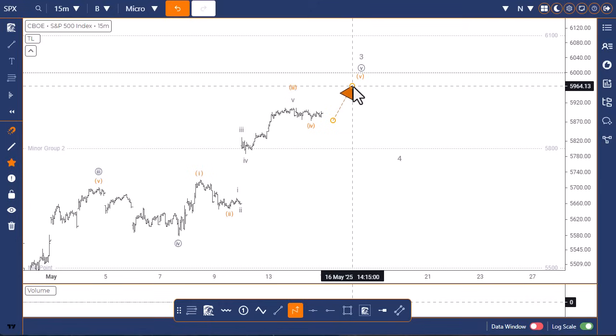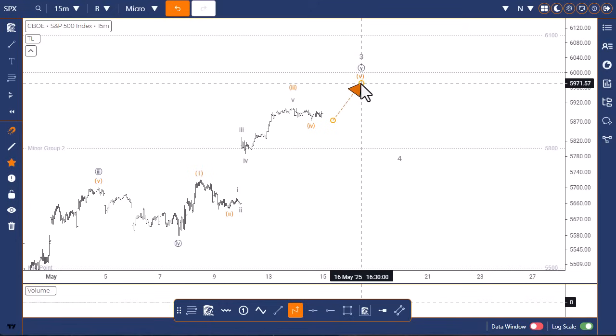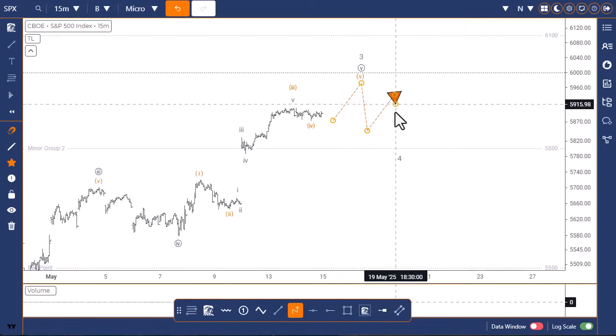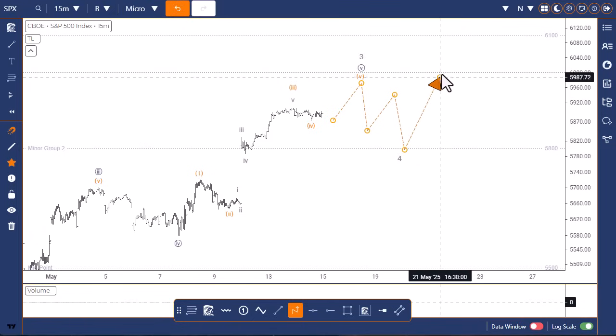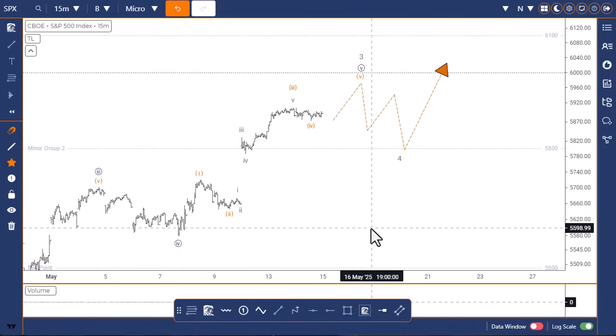So we can expect a move up here. How far it goes up, I don't know. All we can do is count 5 waves, and then we'll look for an ABC pattern here before heading higher. So it's going to be something of that nature.